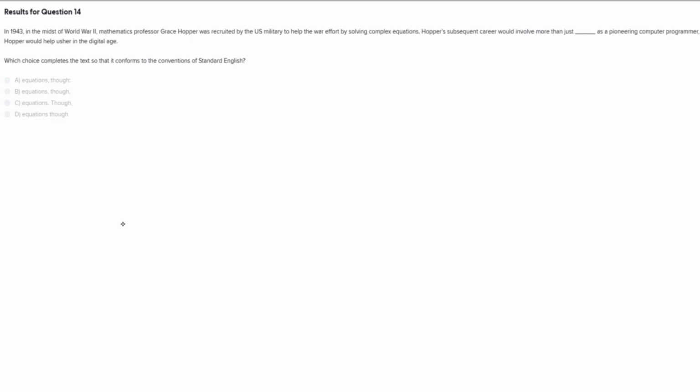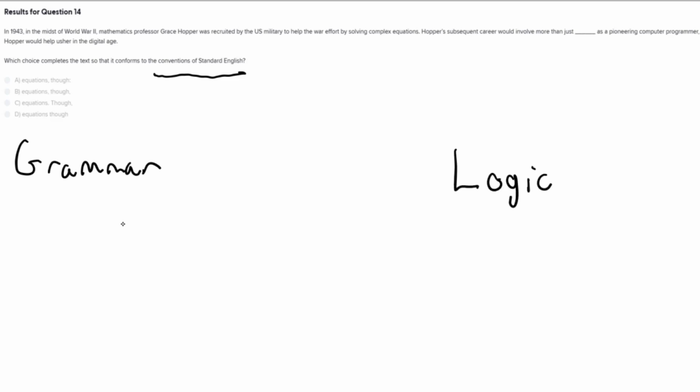This problem asks us to find which choice completes the text so that it conforms to the conventions of standard English. For these types of problems, you need two different things. You need grammar to be correct, and you need it to be in logical order. Process of elimination will be key for these types of problems.